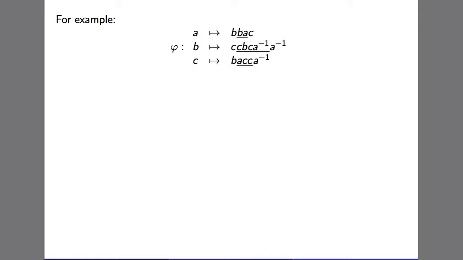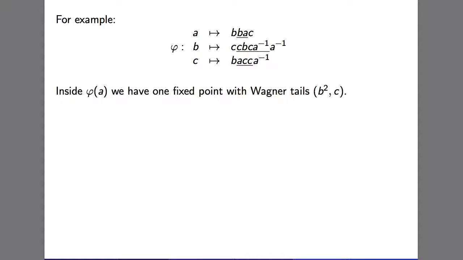And I'll just show you this example here. All right. The first thing says f has a fixed point for every occurrence of a_i inside of phi of a_i. So that means inside of phi of a, I am looking here for occurrences of a or a inverse. And I see one occurrence of a. That corresponds to one fixed point. And the Wagner tails are simply the word which comes before the a and the word which comes after the a. So it's very simple to do. Before the a is b squared, after the a is c. All right? And you can do this in each of the letters.